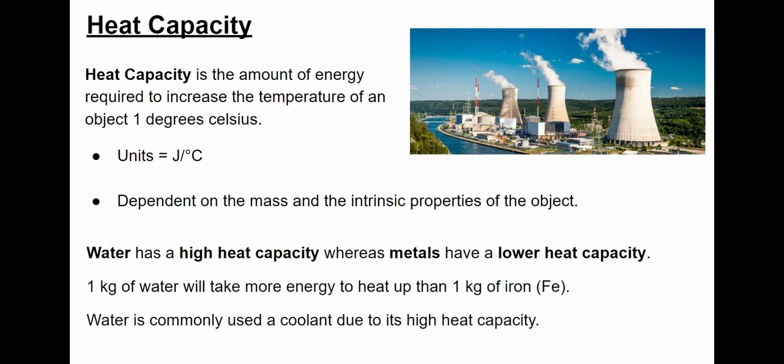For example, water has a high heat capacity, whereas metals tend to have lower heat capacities. So 1 gram of water would take more energy to heat up than 1 gram of iron. And water is commonly used as a coolant because of its high heat capacity. The picture that you're looking at there is a nuclear reactor. And most nuclear reactors have to be near large bodies of water because the reactors need a lot of water to capture some of the heat that's produced in the nuclear reaction.